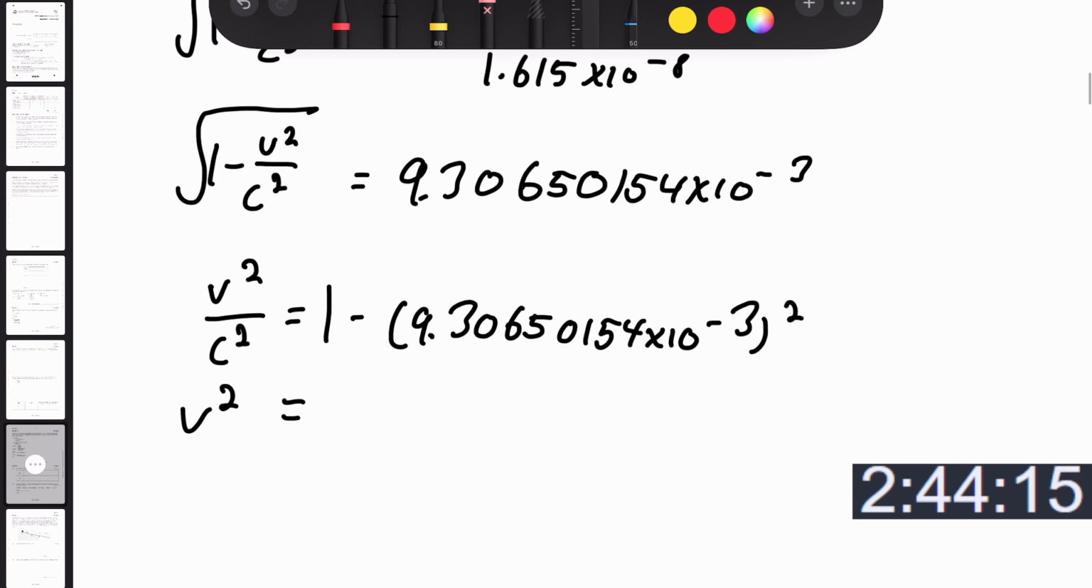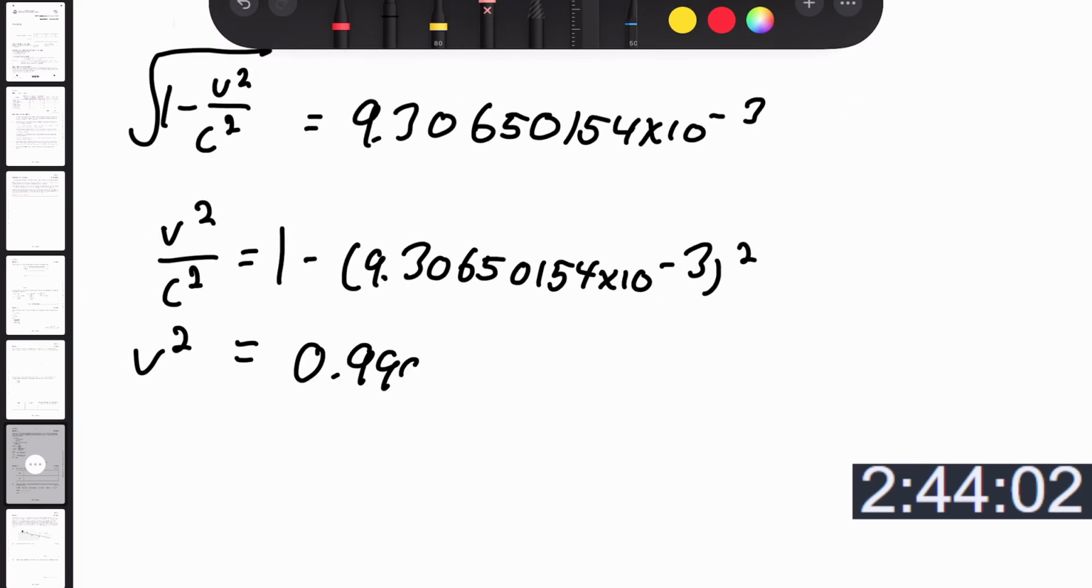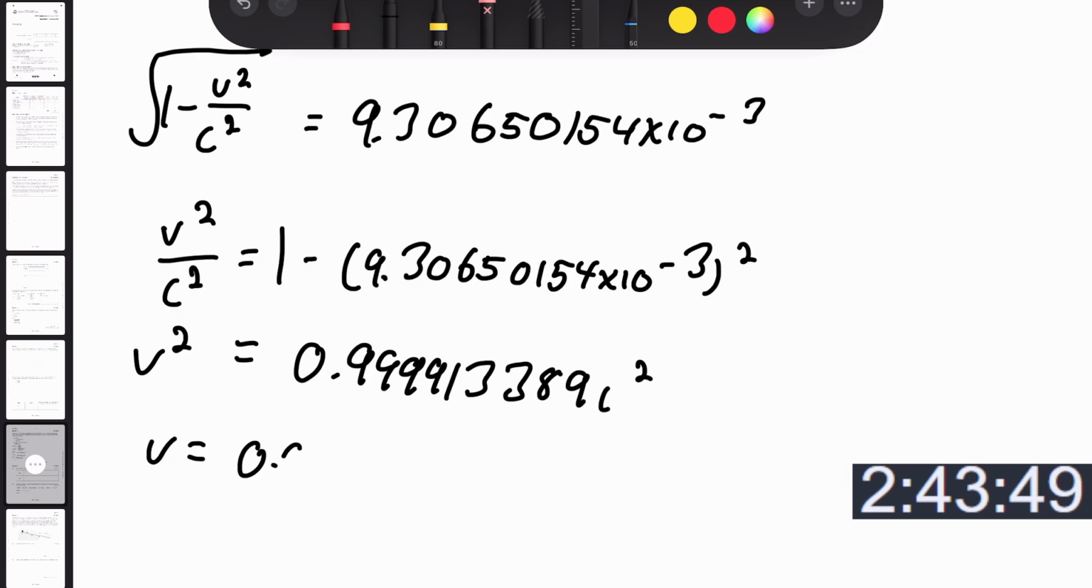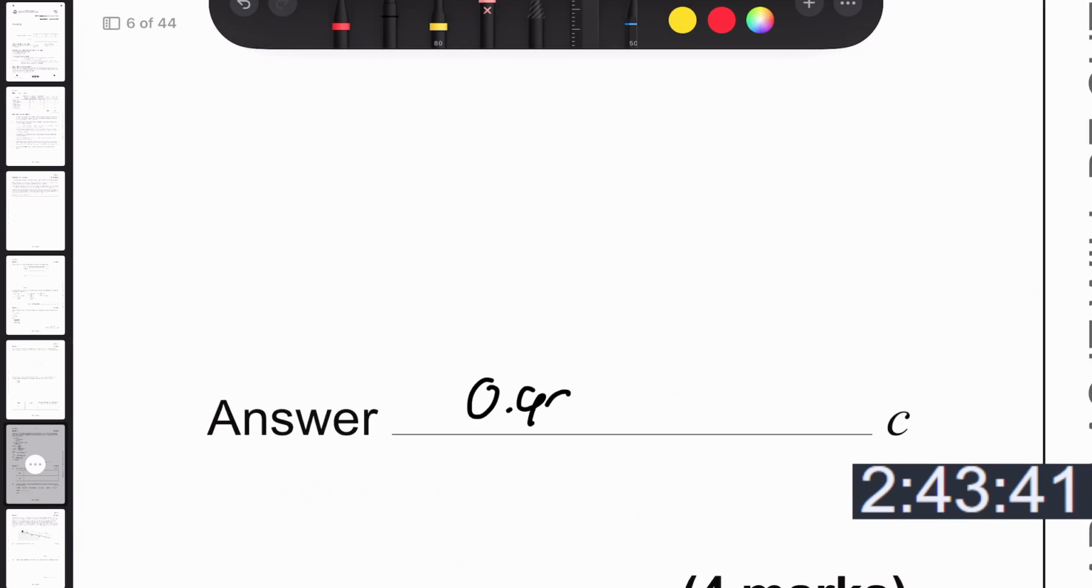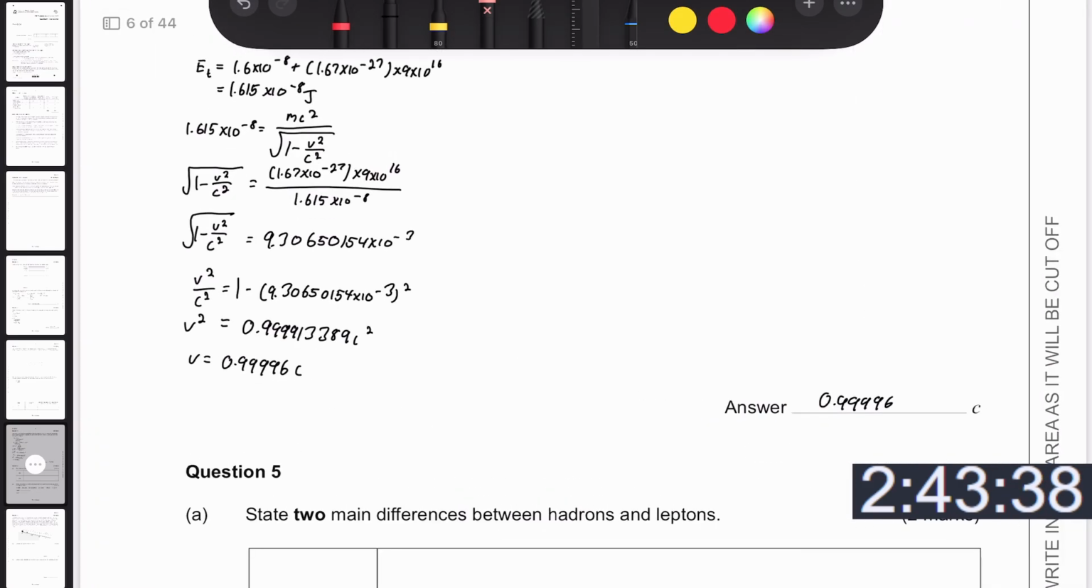So v squared is equal to 0.9991338 c squared. So then v is 0.99996 c.